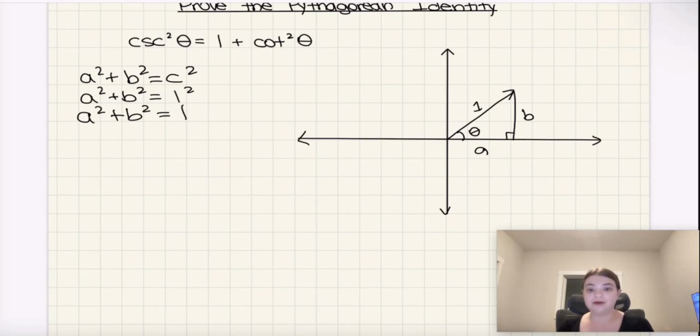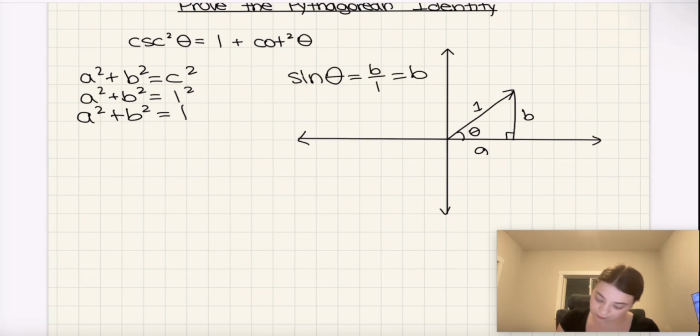Next, we need to figure out how, instead of writing a squared and b squared, we can write cosecant and cotangent. So first of all, what are cosecant and cotangent exactly? Well, cosecant is 1 over sine theta, so that's where I'm going to start, by figuring out what sine theta is equal to. Sine theta is equal to opposite over hypotenuse, which is going to be b over 1, which is just b. So therefore, b is equal to sine theta.